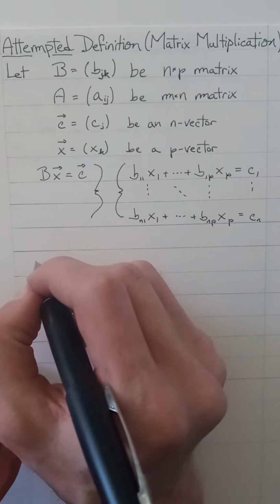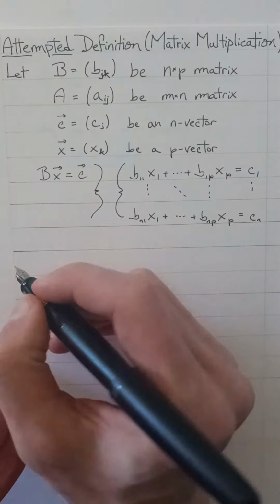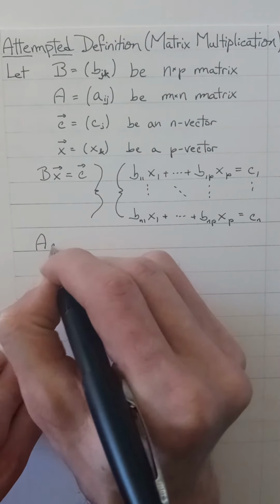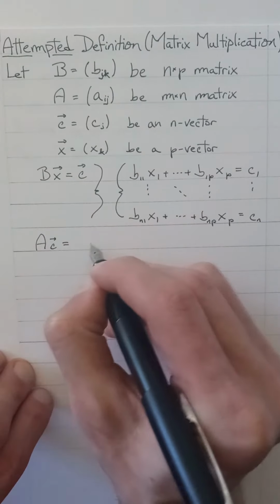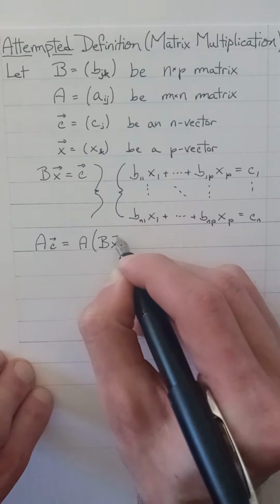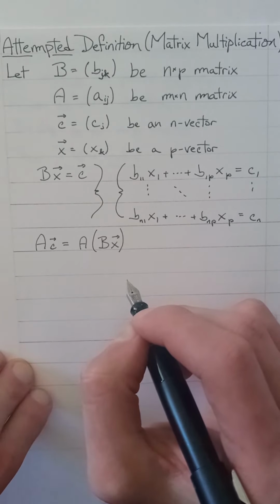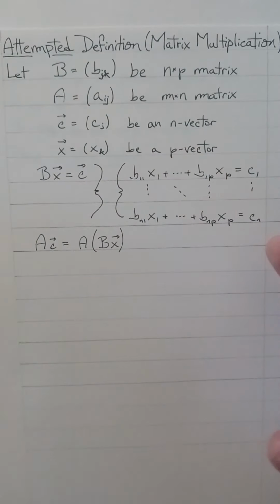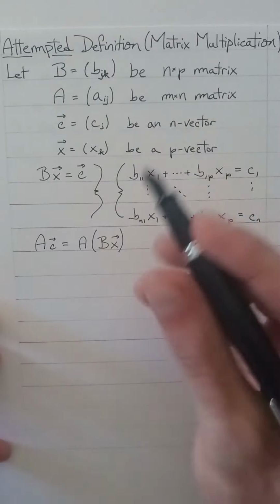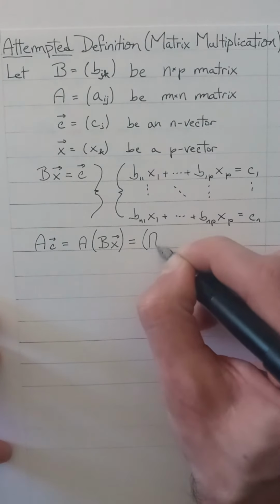Now, how do we multiply matrices in general? That's where this new A comes in. If we have A times c as a vector, that's equal to A, the matrix multiplication of A, and the product of B times x. Now, most of the time, when generalizing something like multiplication from numbers to matrices, we want to preserve the properties we know and love about multiplication. And one of the properties that I would fight really, really, really hard to have and preserve is associativity.